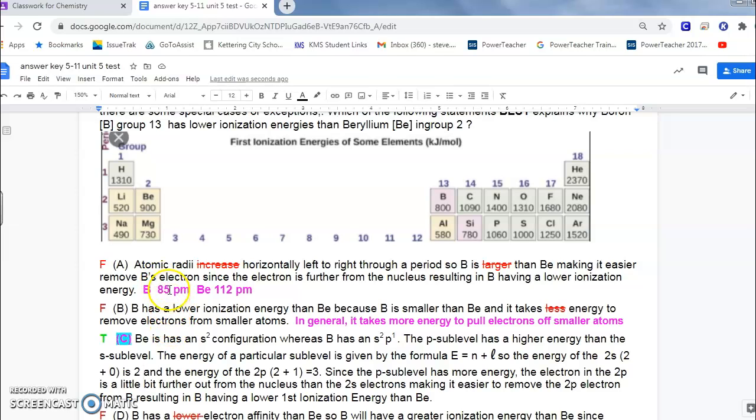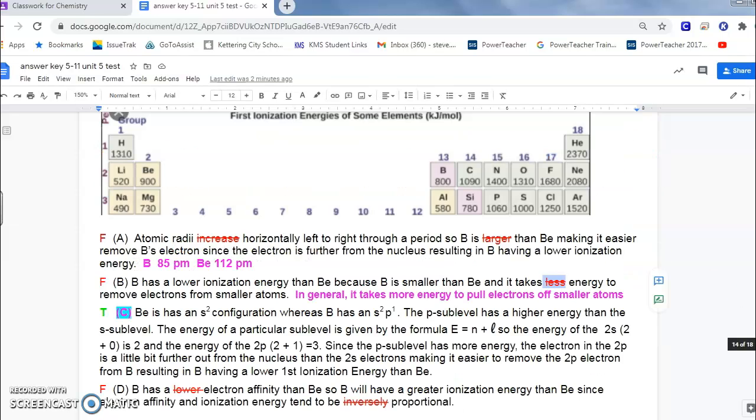These other reasons are definitely false. Do the radii increase left to right? No, they decrease. Letter B, boron has a lower ionization energy because boron is smaller than beryllium and it takes less energy. Well, the radii do decrease left to right. Boron is smaller than beryllium, but it takes more energy in general to strip one from smaller. So we would expect boron, since it's smaller, to take more energy to strip. It doesn't. Letter C explains why it doesn't.